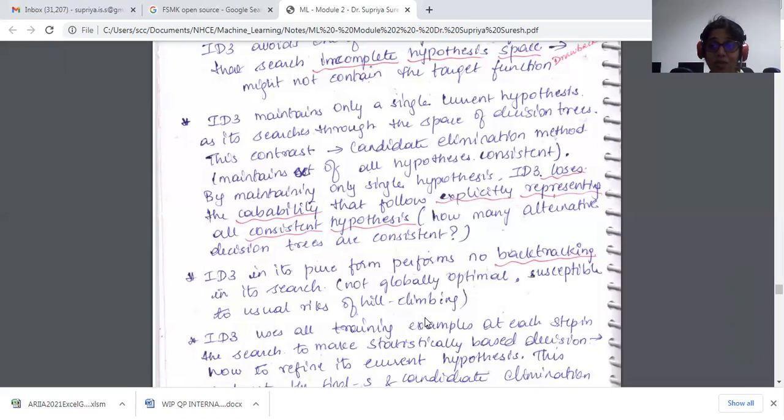Okay. How many alternative decision trees can we create? Is there any information about that? We only created one decision tree for now. But is there any option that can tell you how many decision trees are consistent? That's again a question mark for us.